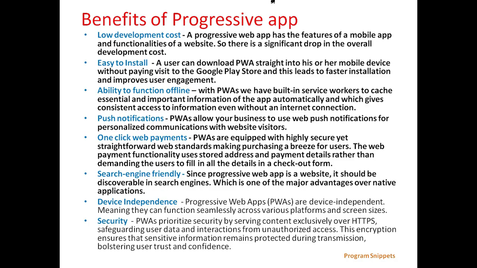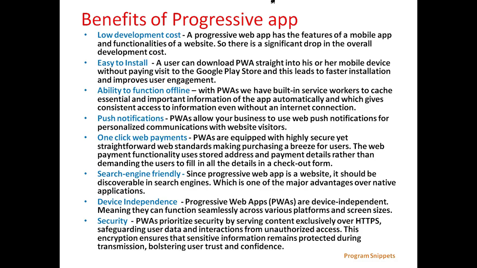Then search engine friendly. Since a progressive web app is a website, it should be discoverable in search engines, which is one of the major advantages over native applications. Device independence. These are device independent, which means they can function seamlessly across various platforms and screen sizes. And security. Progressive web apps prioritize security by serving content exclusively over HTTPS, which safeguards user data and interaction from unauthorized access. This encryption ensures that sensitive information remains protected during the transmission.